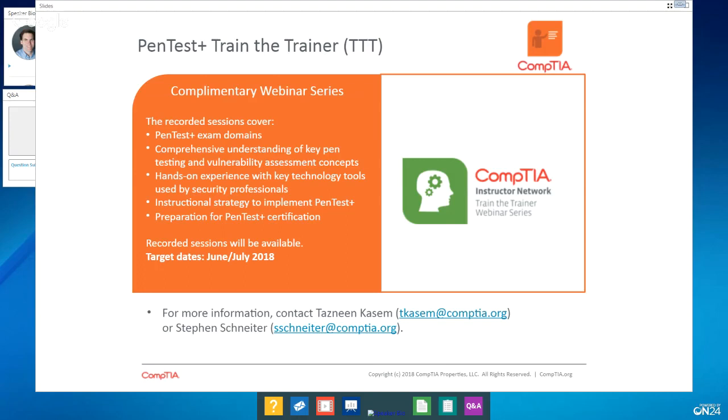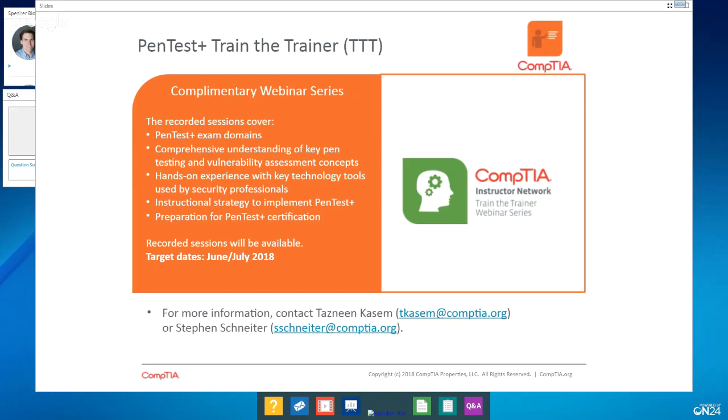They'll go over all the PenTest Plus exam objectives. They meet, I think, once or twice a week. I believe it's twice a week. They'll go over all the key skills. They'll learn all the hands-on skills. They'll learn how to teach PenTest Plus best. And also they'll learn how to prepare for it so they too can take the PenTest cert.